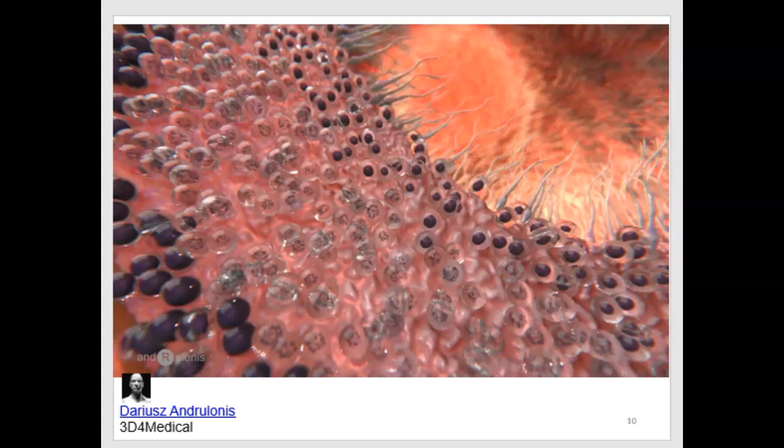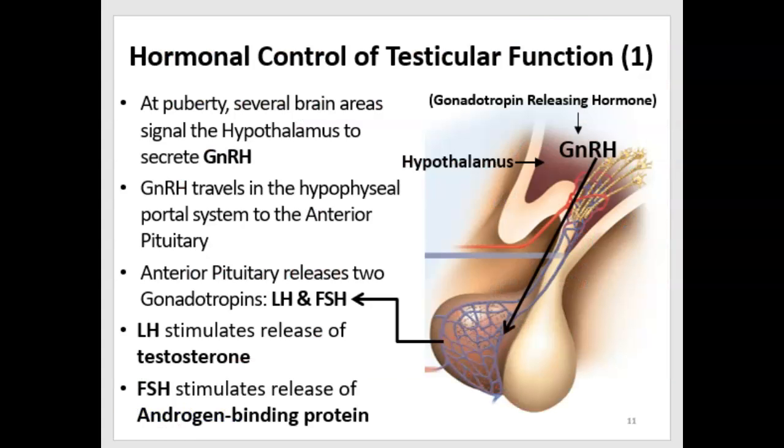This whole process is controlled by hormones. So next we're going to look at how hormones control the functions of spermatogenesis, or the processes of spermatogenesis.